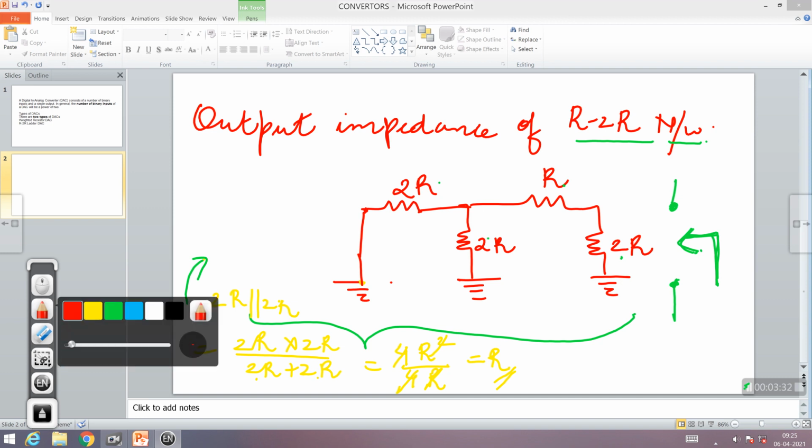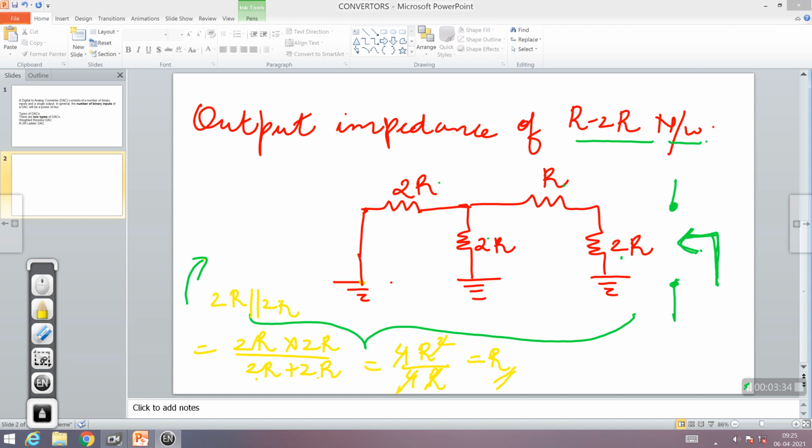across this point. Okay, this is ground and this is ground. So what is happening is, these two are connected again in parallel. So this is a common point, this is ground, is a common point. So again what is coming, 2R and 2R is parallel.